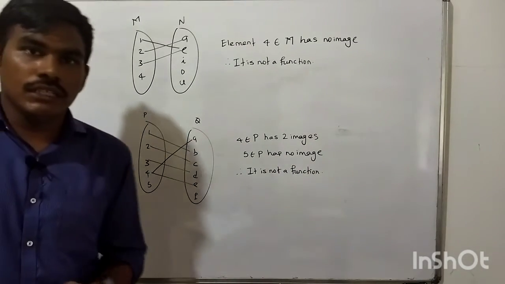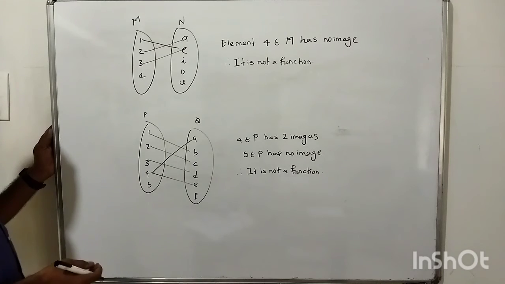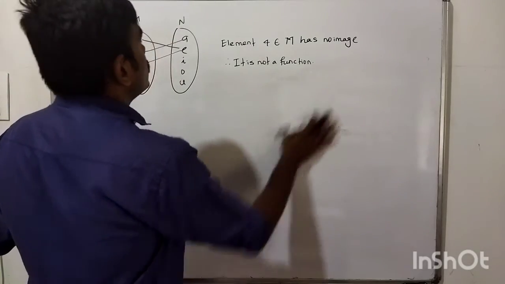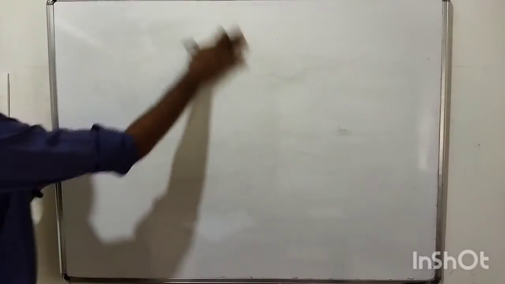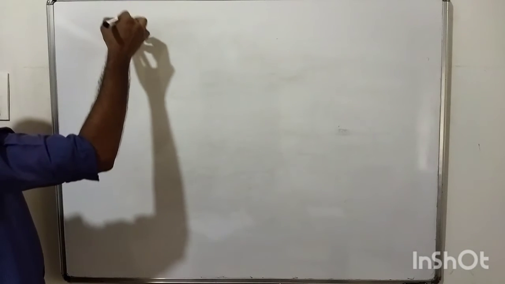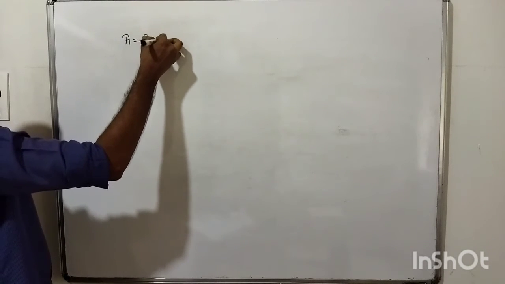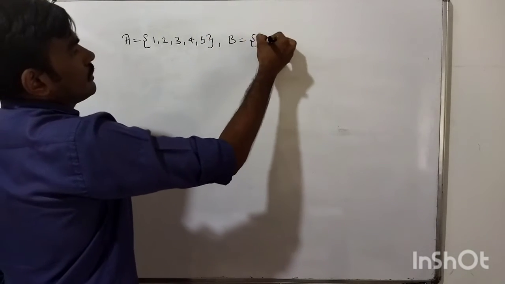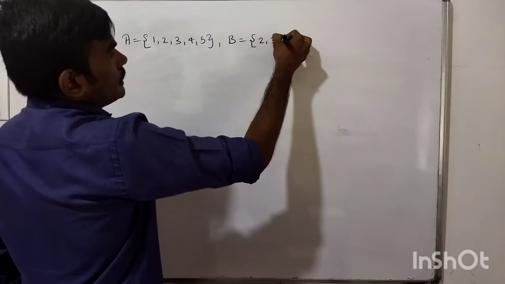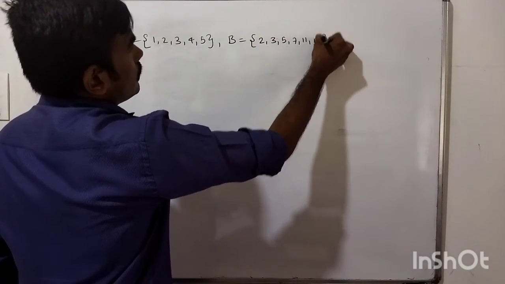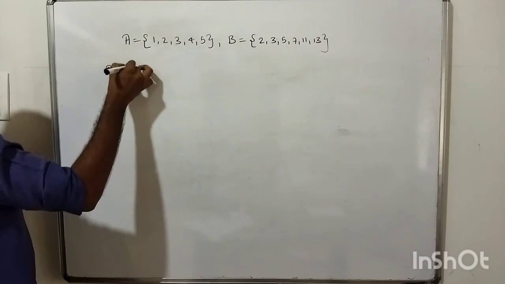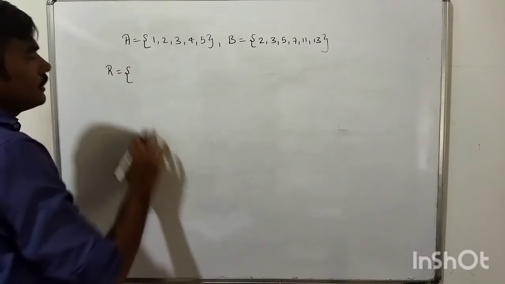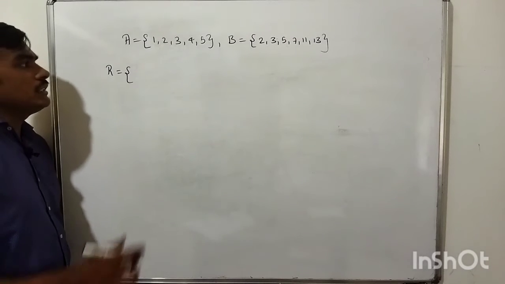So this way, using an arrow diagram, you can show it. Next, we'll see using roster form. Say you have set A: 1, 2, 3, 4, 5 and set B: 2, 3, 5, 7, 11, 13. Then I'll show you different relations from set A to set B. Tell me whether these are functions or not.